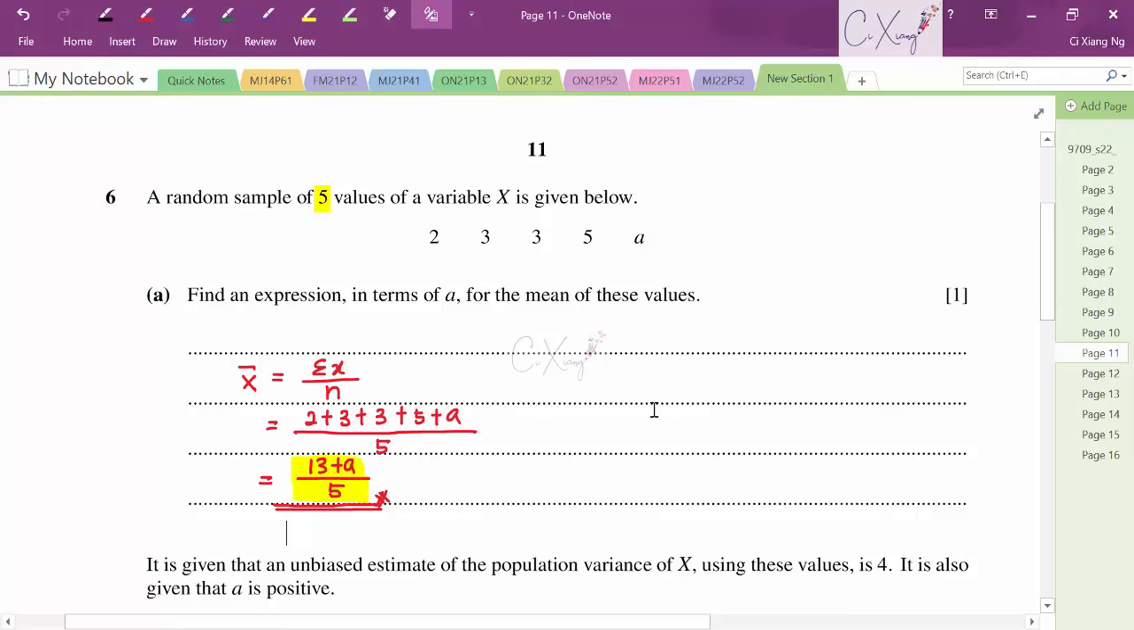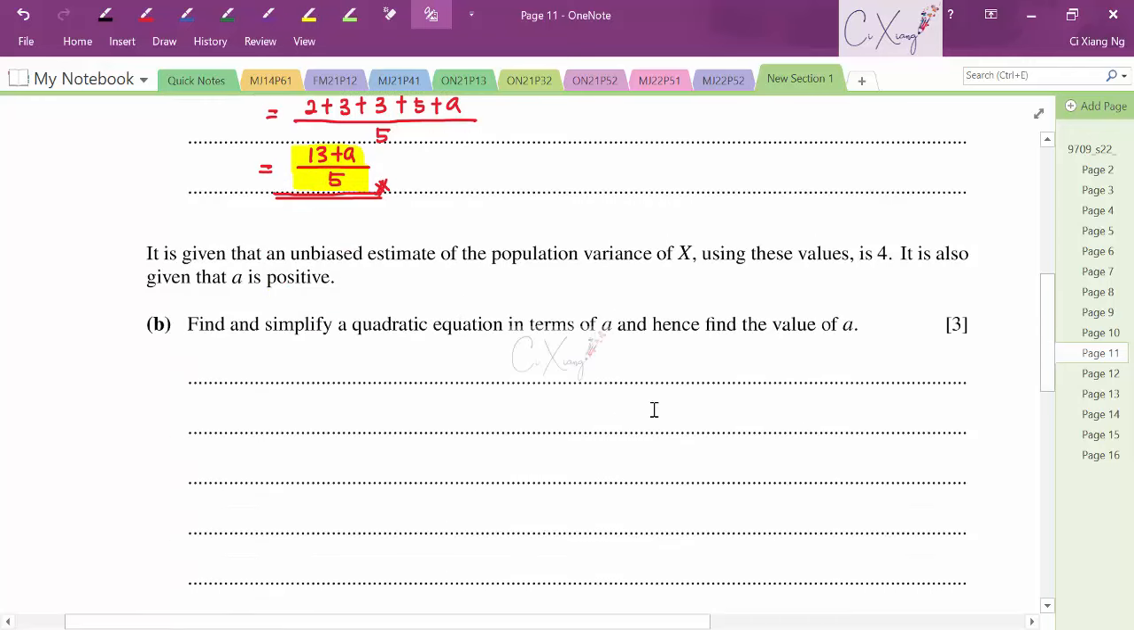Okay, and then if we continue further to part number B, now they give us another important piece of information, where the unbiased estimate for variance is 4. And then it is also given that a is positive. They want us to simplify the quadratic equation, and from there, we need to find out the value for a.